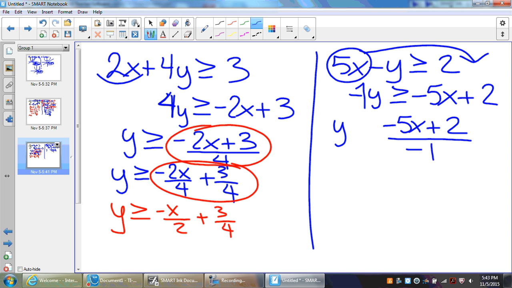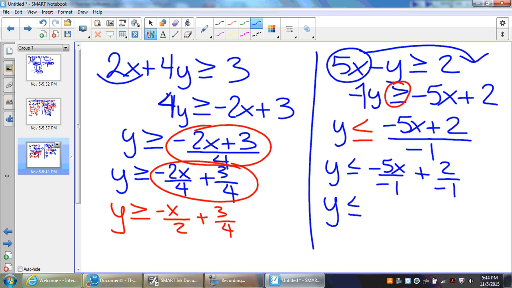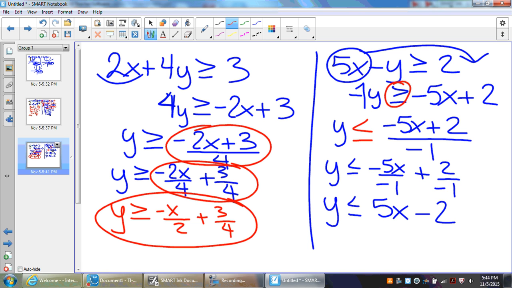But since I'm dividing by a negative number, it's important to remember that we have to reverse the inequality symbol. After this, it will become negative 5x divided by negative 1, and 2 divided by negative 1. You need to be careful with those negatives. Negative 5 divided by negative 1 is positive, so positive 5x. And here, positive 2 divided by negative 1 is negative 2. So what I need to do now is enter these two inequalities on my calculator.